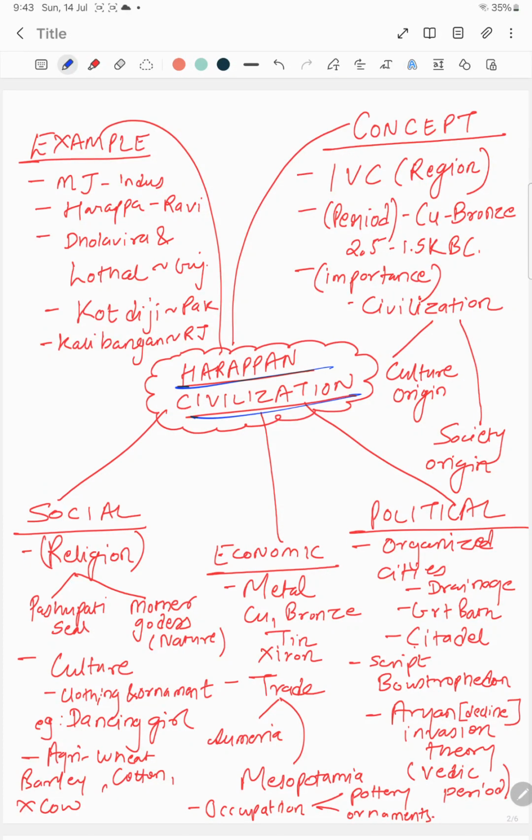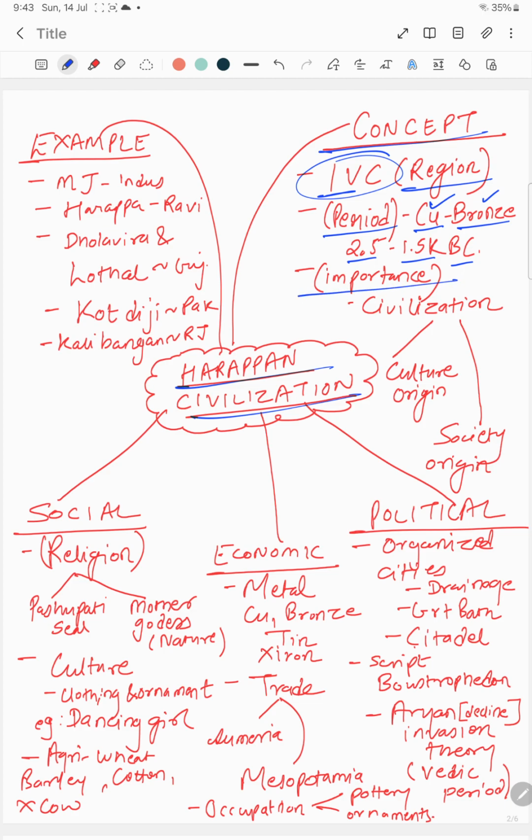Harappan civilization. So first we'll understand the concept of Harappan civilization. It developed in the region of Indus Valley. That is why it is called Indus Valley civilization. The period in which it developed was 2500 to 1500 BC, which is considered the Copper Bronze Age because these were the two metals which played a prominent role in that part of history.